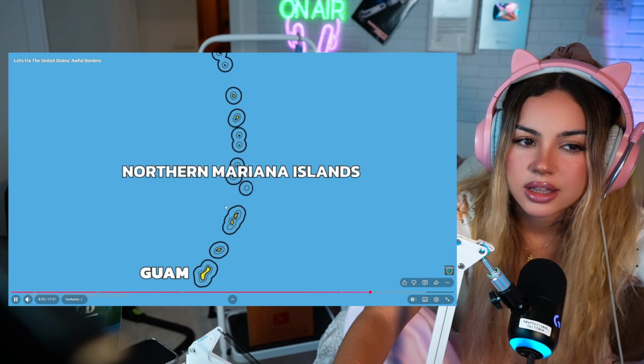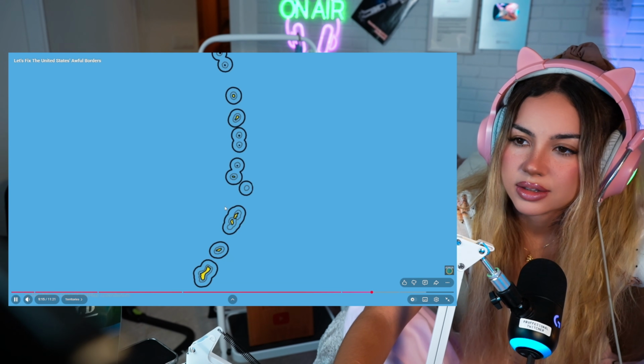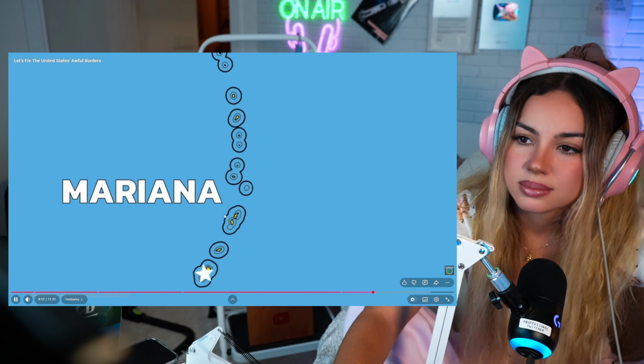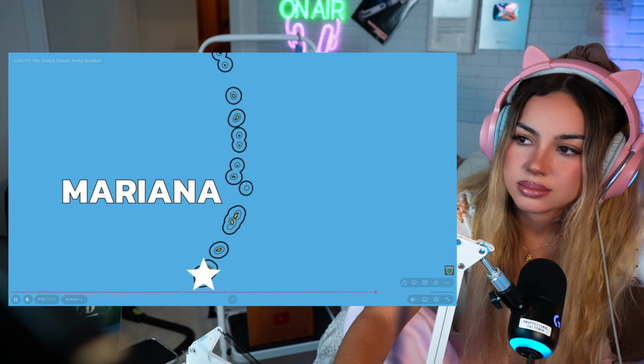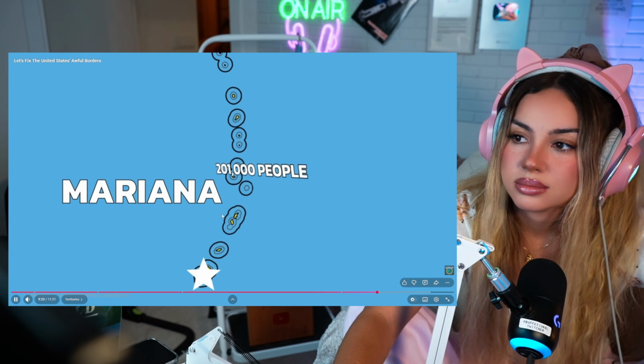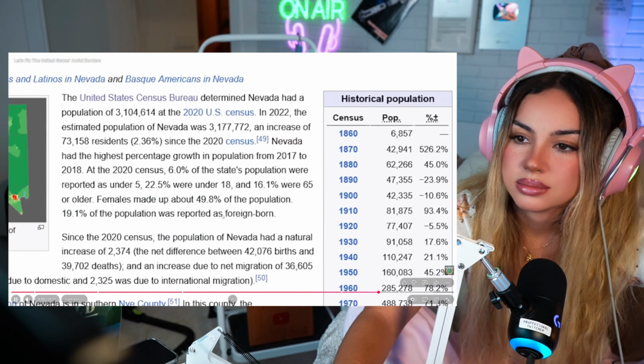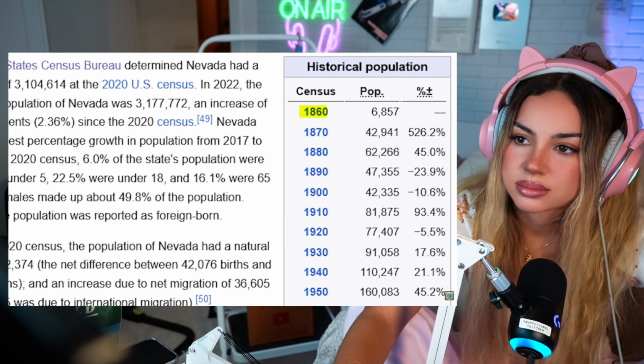So here's what we're going to do. We're going to combine both into a single state called Mariana, because the whole island chain for both is called the Mariana Islands. It will be the smallest state by population by far, but when Nevada was admitted to the Union, there were fewer than 8,000 people living there. So I think we can manage.